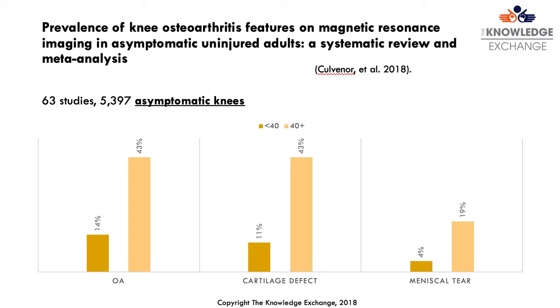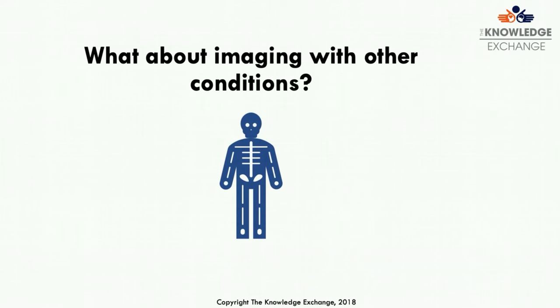This is similar in other knee pathologies on MRI, such as cartilage defects, 11% versus those over the age of 40 at 43%, and meniscal tears, 4 versus 19%. Remember, all studies only included patients who had no symptoms. So we can see the lack of correlation osteoarthritis has with pain compared to findings. So what about other lower limb conditions and imaging?